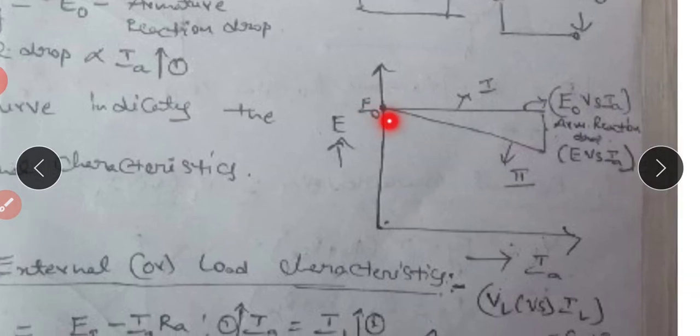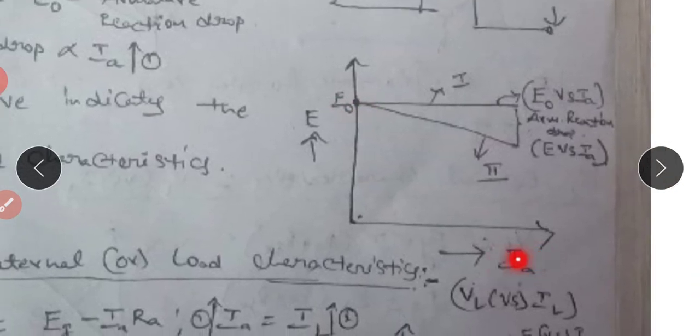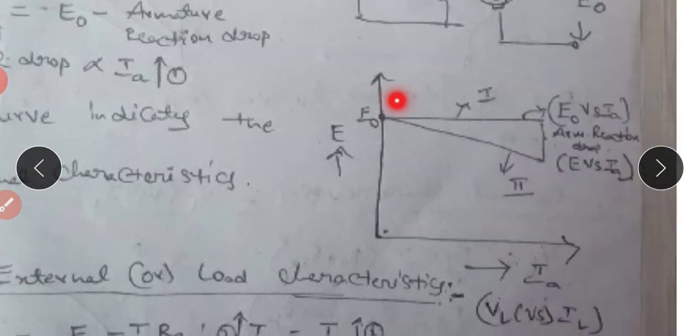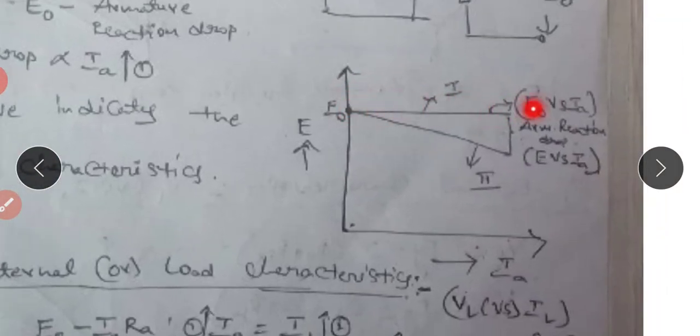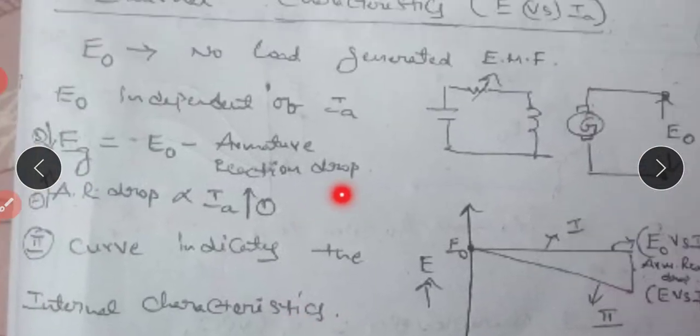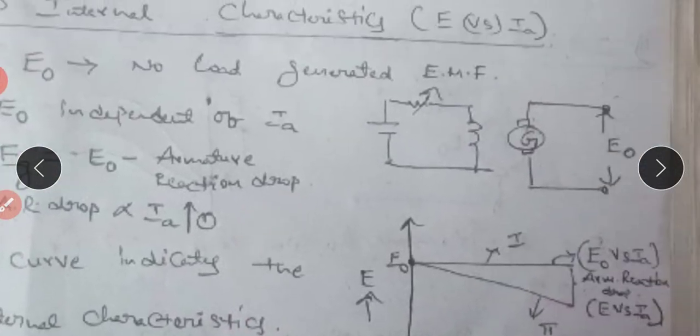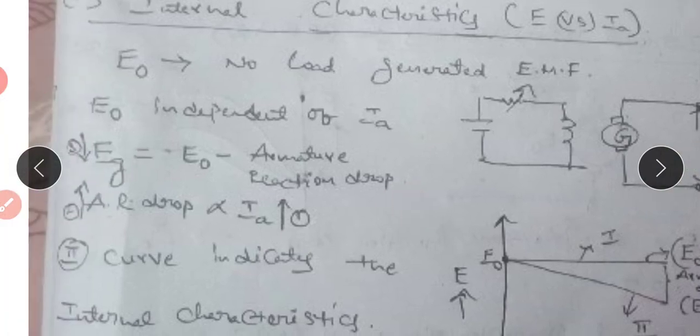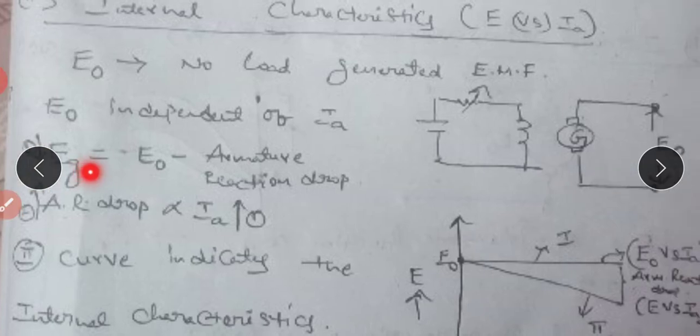So first one, E0 versus IA. E0 is independent of armature current, so it is a straight line. So next one, under load condition, if we connect a load across this armature, in that case the voltage across the armature is called load generated EMF or generated EMF. It is represented by Eg or E.